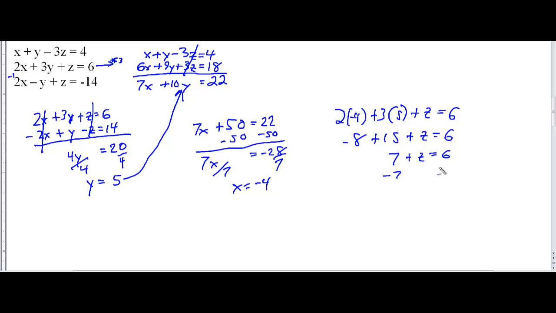I see where this is going. Subtract 7 on both sides. My answer for z is going to be -1. Ha! So my answer will be -4, 5, -1. These three planes intersect at a point, and I can plug these three values back into any of these equations up here and check my answer. All right, time for another deep breath. Whew! And we're going to move on to the next problem.